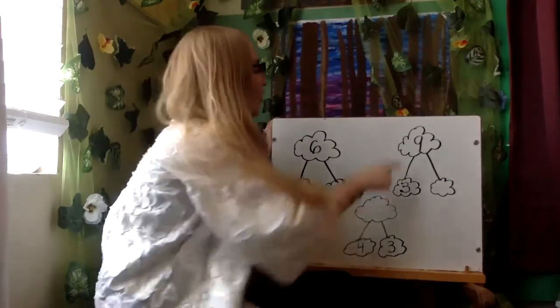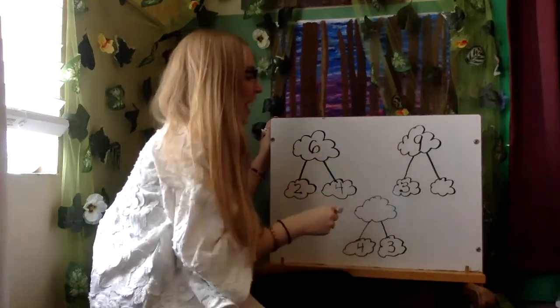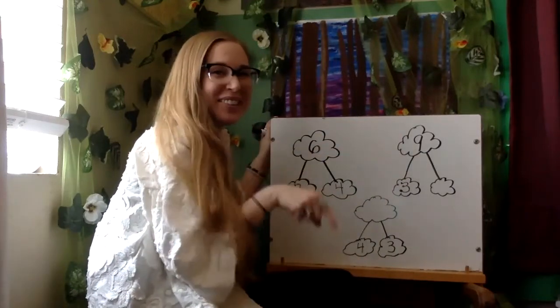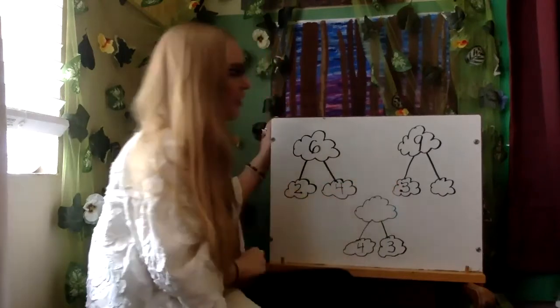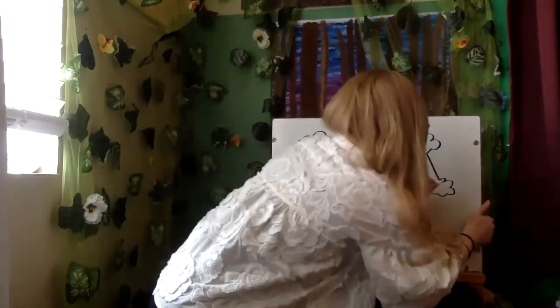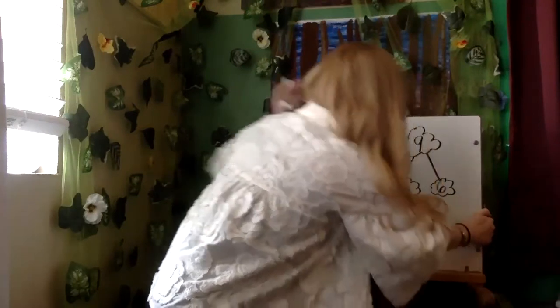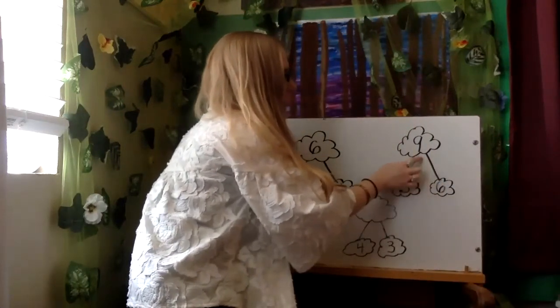Okay, so point to the big number and say it one more time. 9, and then we're going to start taking them away, so let's count down. 8, 7, 6. What are we left with? Go ahead and write that number in the other cloud. And that tells us our answer. So 3 plus 6 equals 9.